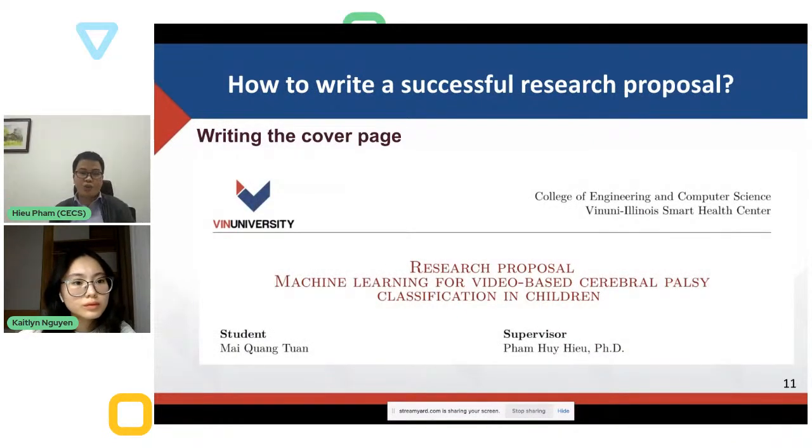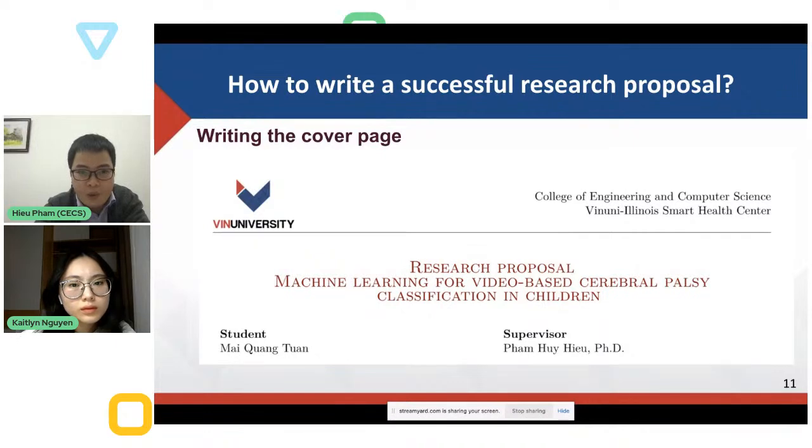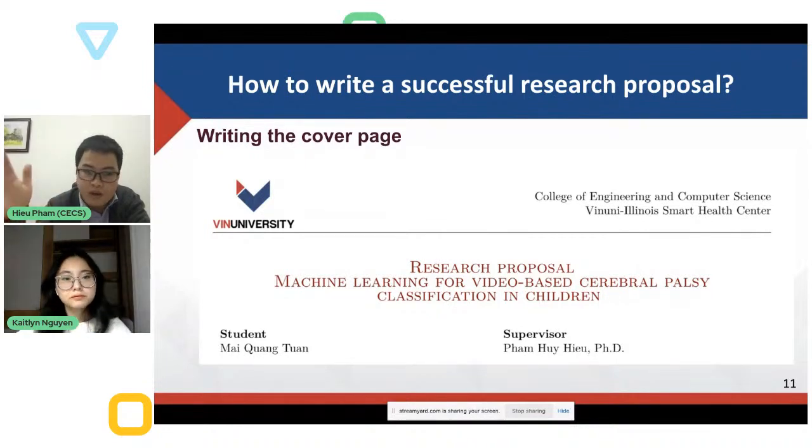All right, so now we will move to the details of how we can write a research proposal. All research proposals start with a cover page like that. So at least you need to show your name, the supervisor's name, the title of your project, and of course the name of the institution or department. This is the minimum, right? It depends on the supervisor, and also on the template the university provides to you, but in general this is the minimum. So: name, supervisor's name, title of project, institution or department.